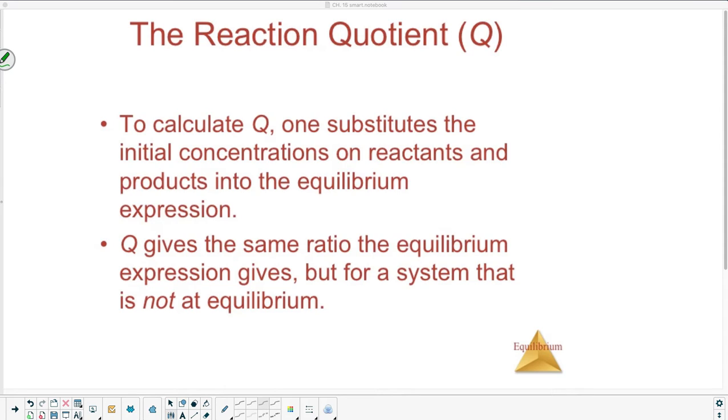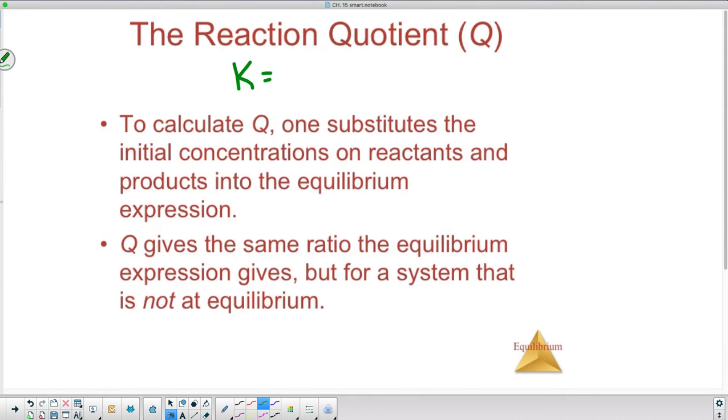So the first one is Q, the reaction quotient. I'm going to have to repeat myself several times. I apologize for that in advance because students tend to really overthink the reaction quotient. You guys know already what K is.